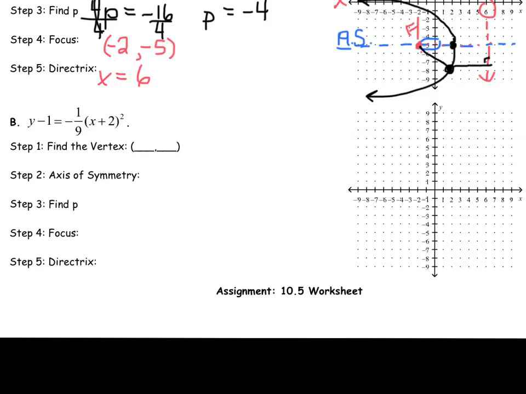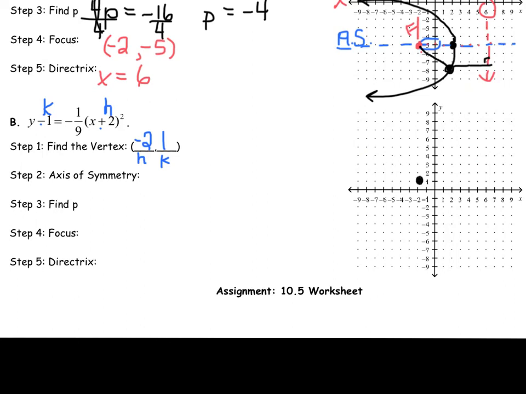Last one. Let's find the vertex. It's going to be h, so the h is next to the x right here. K, which is next to the y right there. So here's h, here's k, which means the coordinate will be negative 2 and positive 1 for the vertex. So I'm going to go there. I'm going to go back 2 and up 1.